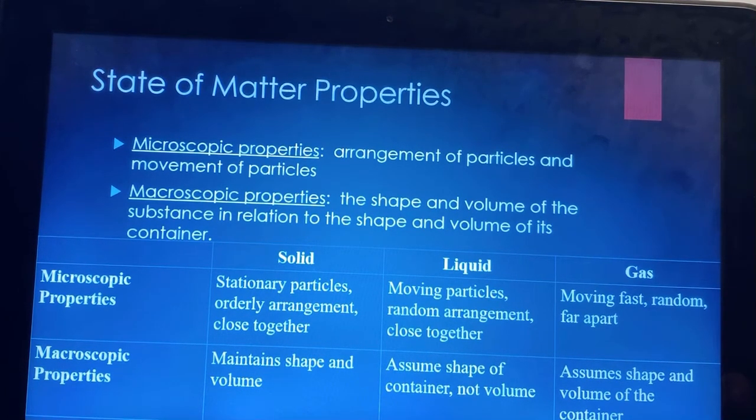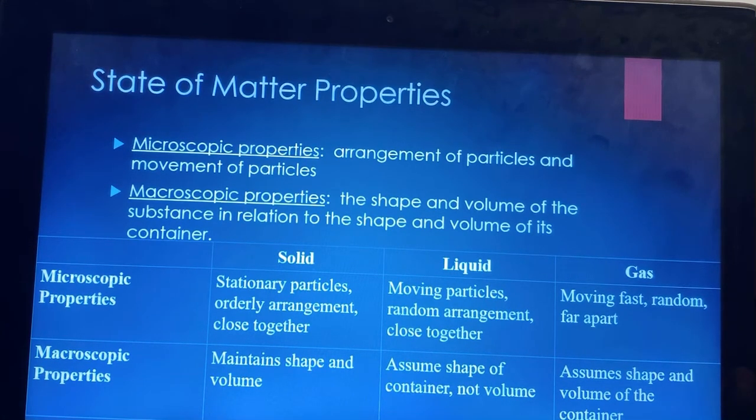Microscopic properties are the arrangement of particles and movement of particles, stuff you'd probably see under a microscope. Macroscopic properties are the shape and volume of a substance in relation to the shape and volume of its container, so that's stuff you can just observe with your eyes. This will help you determine whether something is a solid, a liquid, or a gas.